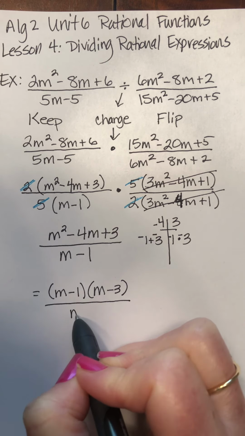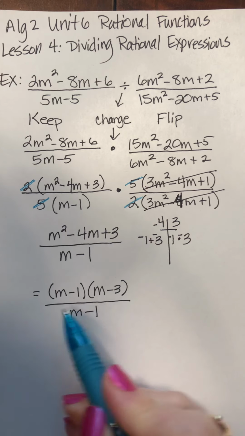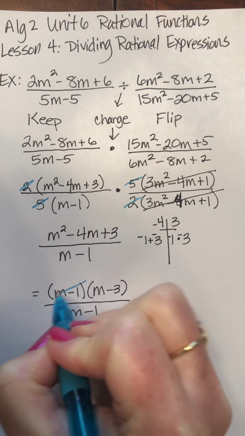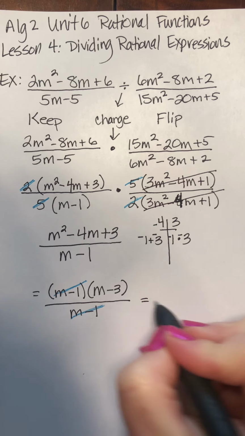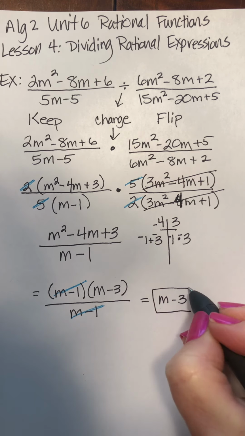All of that is going to be over m minus 1. So now we see that we have an m minus 1 and an m minus 1 in the numerator and denominator. We can cancel all of that, and your final answer is going to be m minus 3.